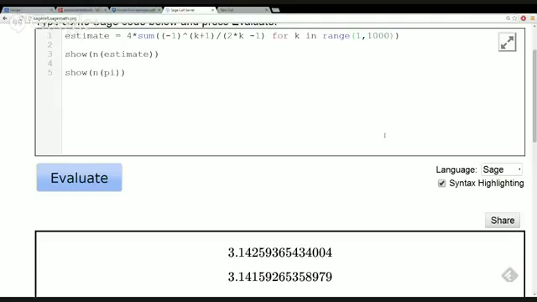Could be odd. Could be even. Well, if n is an integer, it's going to be even for even n, and it's going to be odd for odd n.